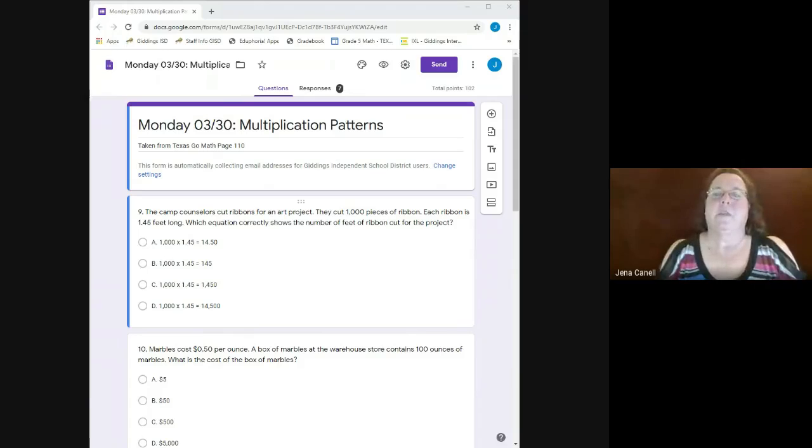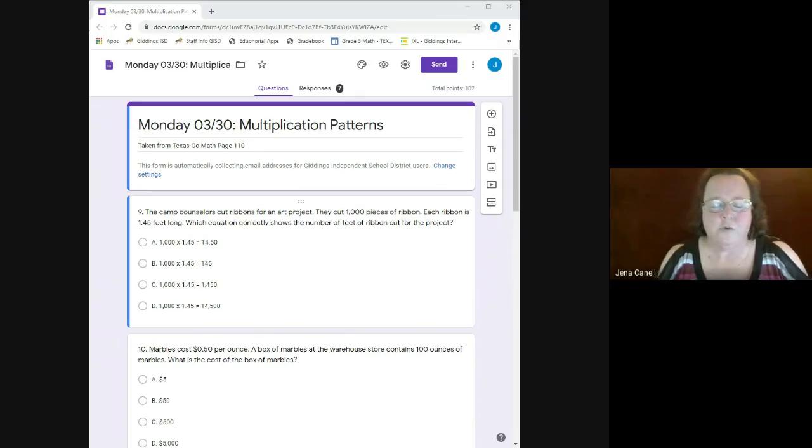Question number 9. The camp counselors cut ribbons for an art project. They cut 1,000 pieces of ribbon. Each ribbon is 1 and 45 hundredths feet long. Which equation correctly shows the number of feet of ribbon cut for the project? Well, if you look at that and you take 1,000 and you multiply that times 1 and 45 hundredths, what is that going to look like?